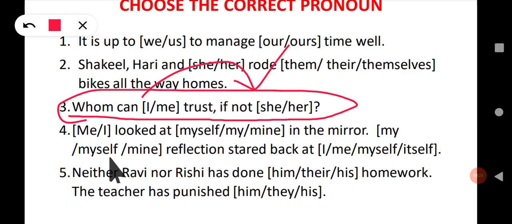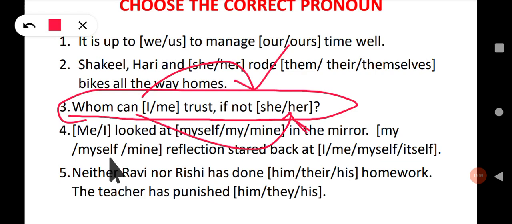I think you heard this, right? The explanation which I had given you, subject-subject comparison, object-object comparison, is for sure. There is no doubt in that. But here in this case, can I trust her? I believed her. We cannot say I trust she, I believe she. That is wrong. So according to that sense, I think here we can go with her. Not she. Whom can I trust if not her? You don't use she here. Go with her only. In the examination also use her only in this case.